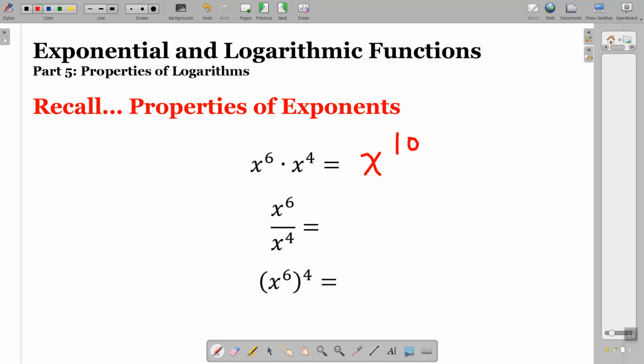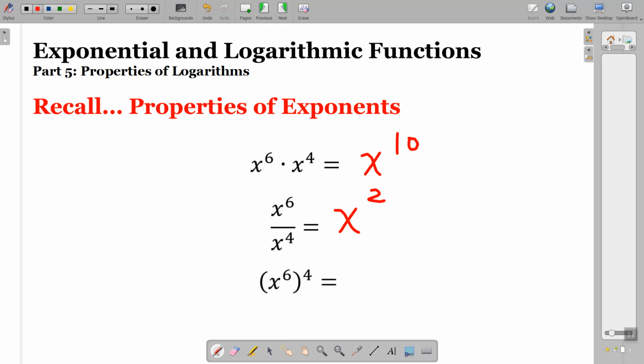Likewise, we learned that if you expanded out x to the 6th over x to the 4th and you reduced any of the common x's, you would be left with 2 that didn't get reduced. So x to the 6th over x to the 4th is x to the 2nd. So the reverse of when we are multiplying, we end up adding the exponents. Well, when we're dividing, we end up subtracting the exponents.